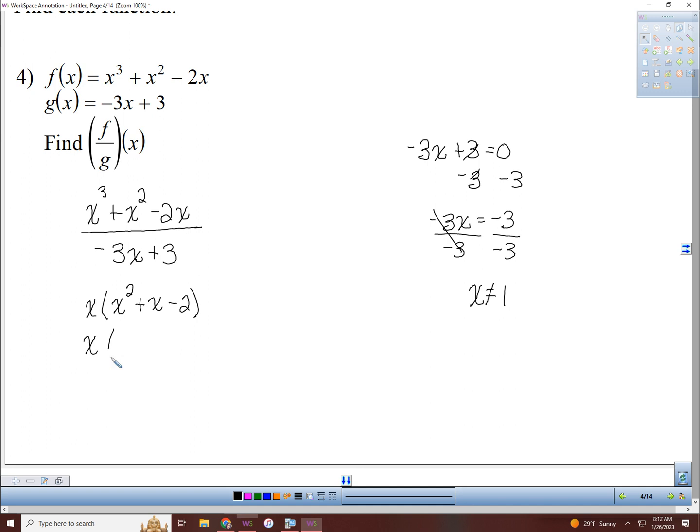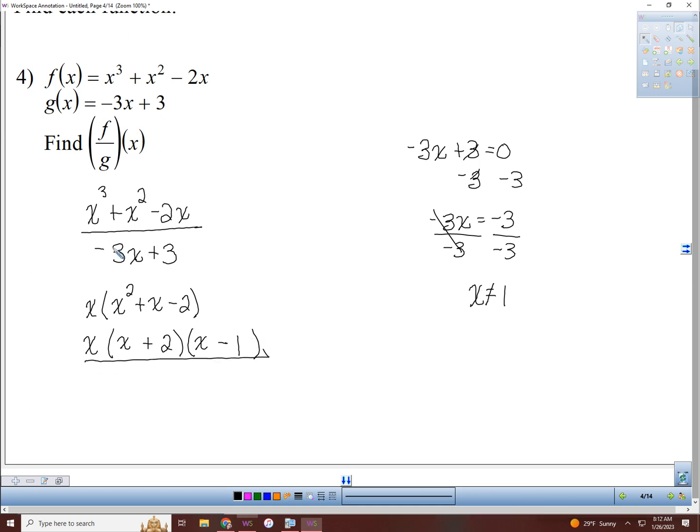So keep the x out front. I've got a minus in the back, so 1 positive, 1 negative. I've got that x squared in the front, so x and x. And what multiplies to make 2 but subtracts to make 1 would be 2 and 1. And then I need that middle to be positive, so my 2 needs to go with the positive, and my 1 needs to go with the negative.